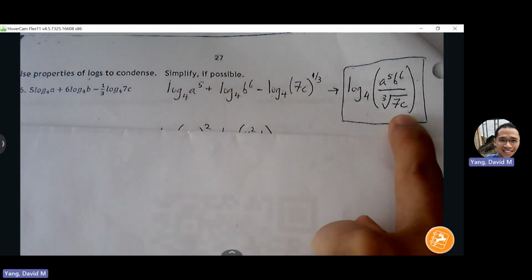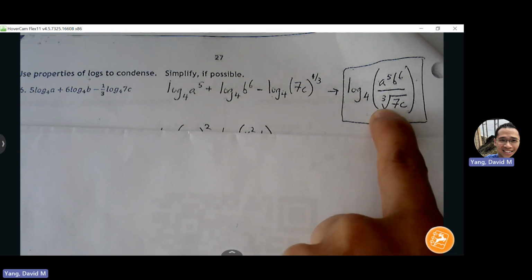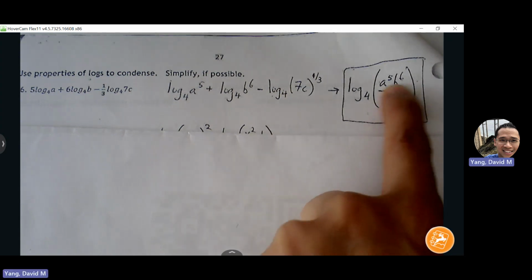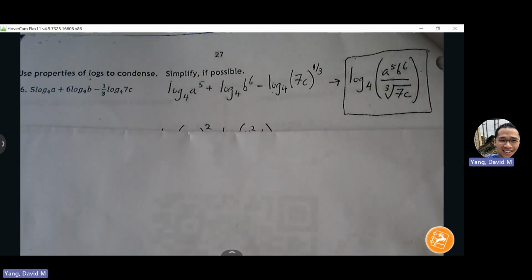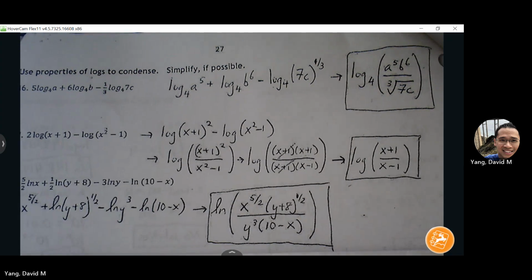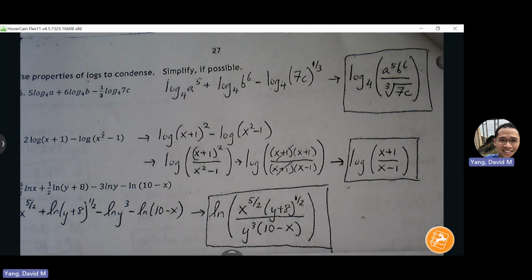You can either leave it as 7c to the 1/3, or you can bring it back as a cube root. Either way is fine. But we do need the a, b, and c in the right places. Okay, skip 17 for now, try 18.